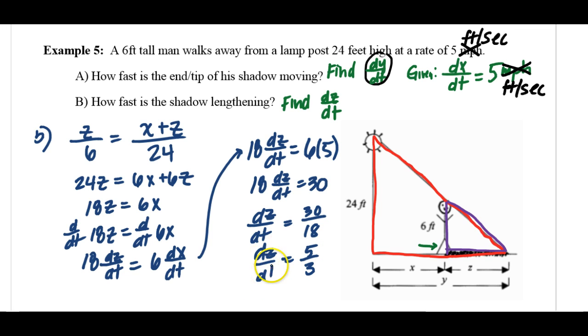And my units are going to be in feet per second again. So how fast is the shadow lengthening? 5 over 3 feet per second. So that's how fast the shadow is getting longer as the man is walking further away from the light.